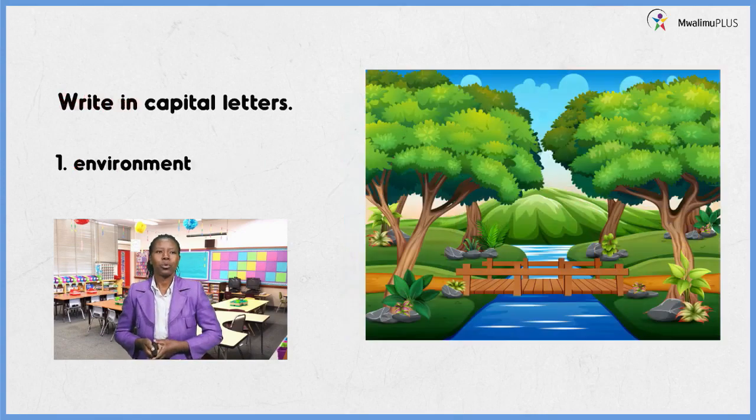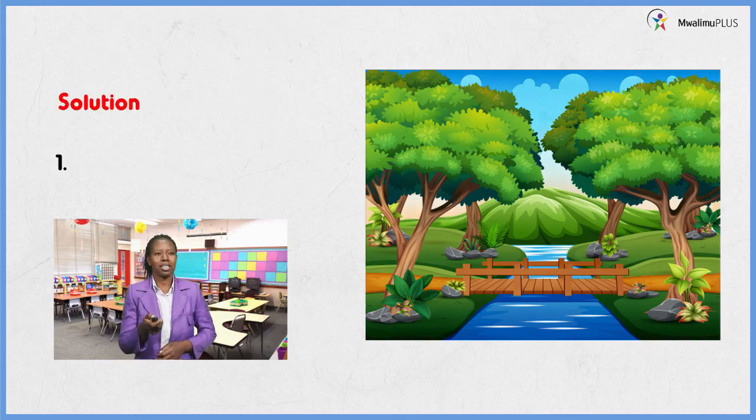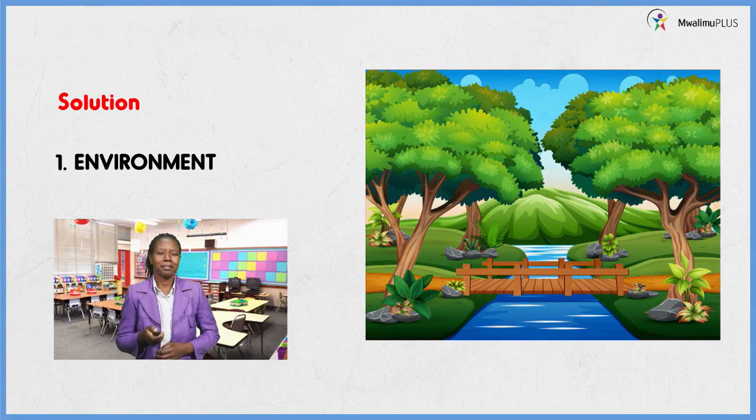Let's see. We have words here that we are supposed to write in capital letters. As you can see, we have a beautiful environment here. So, the word environment, we can write it in capital letters. Let's see how we are supposed to write it. Yes, we start by E, N, V, I, R, O, N, M, E, N, T. Very good. That's how we are supposed to spell it in capital letters.